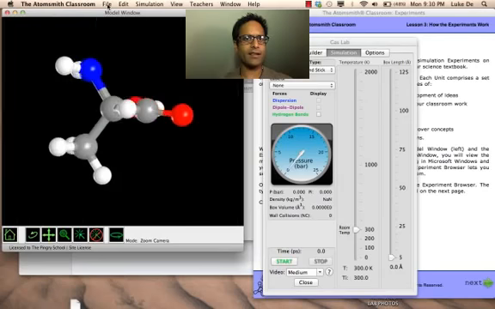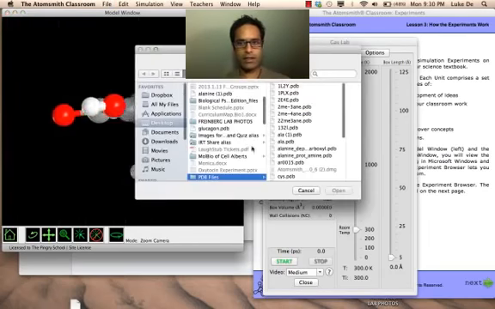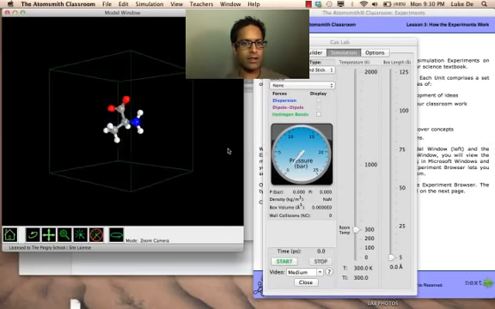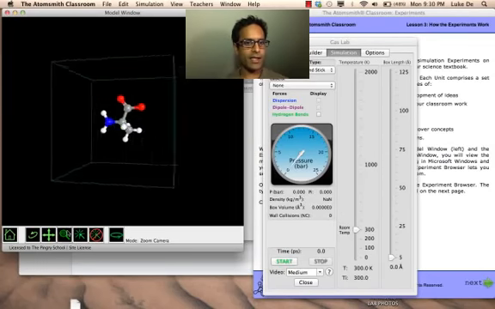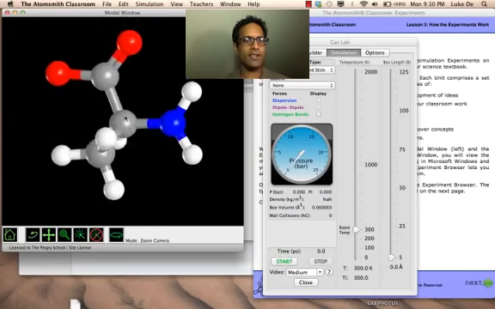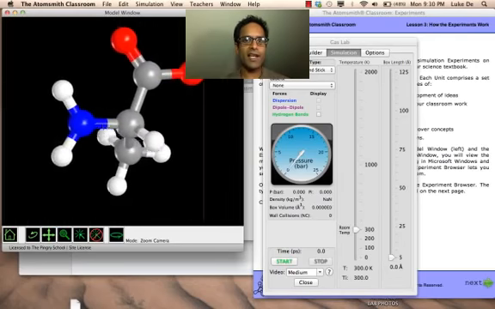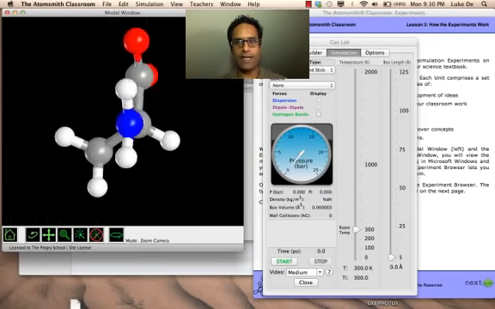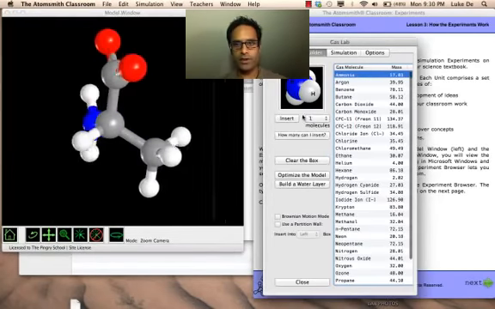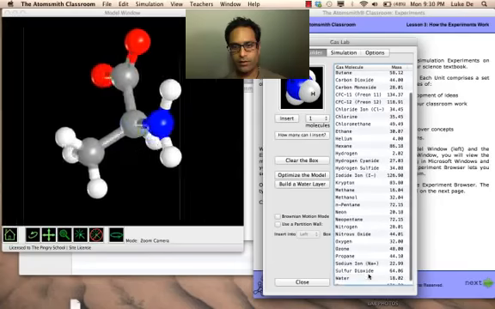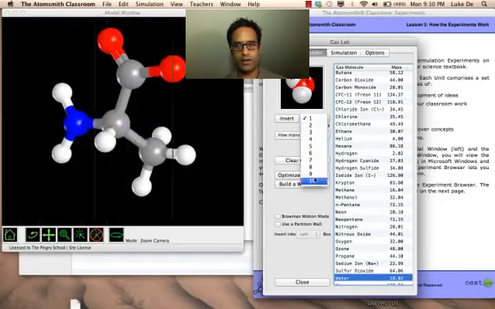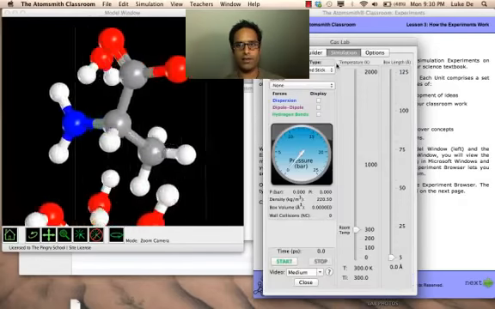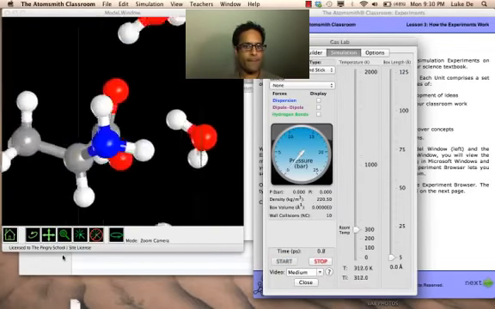Alright, so let's look and see what that looks like. Okay, and that's what that looks like. You can see again we got the carbon double bond oxygen, but this oxygen is now without a hydrogen. And so let's see what that looks like when we add some water.